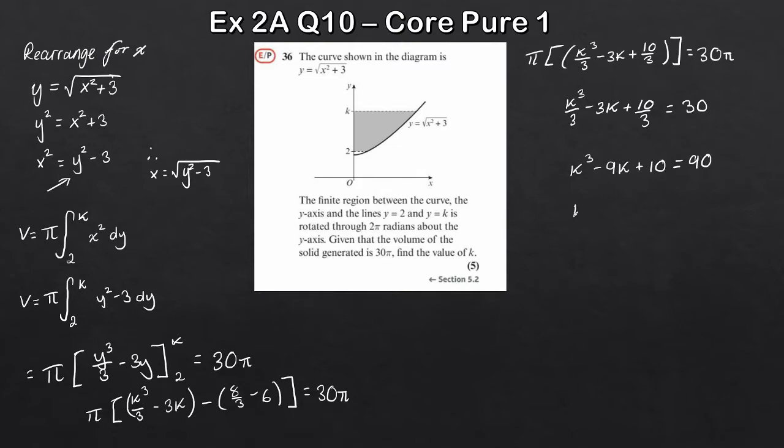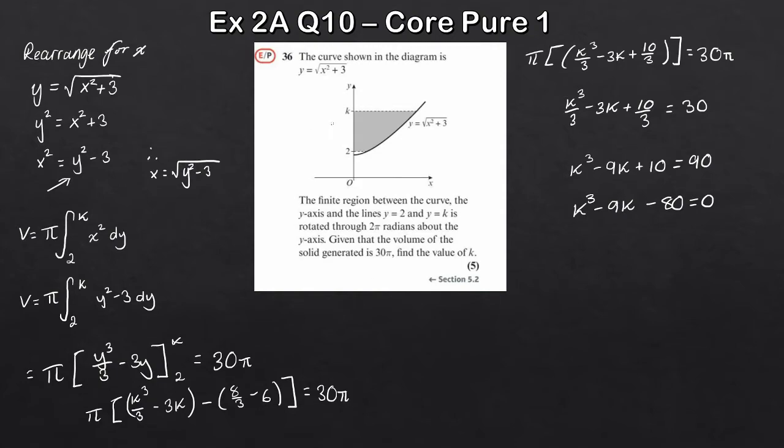So this is going to be k cubed minus 9k, 10 minus 90, so that gives me minus 80, is equal to 0. So here now, we've got this cubic polynomial. We're looking to find the value of k. So what we'd hope here is that we can factorise this, and that one of the expressions will be a k minus something or plus something.